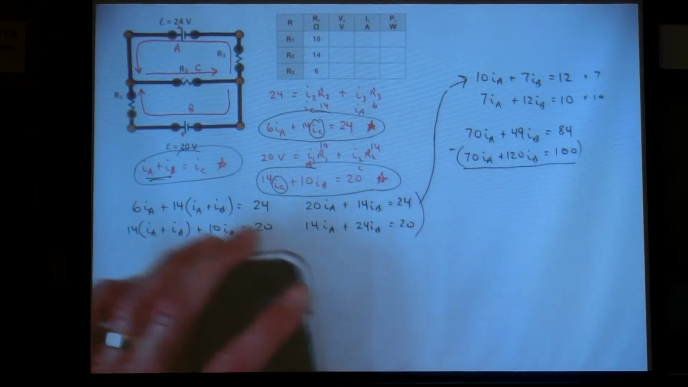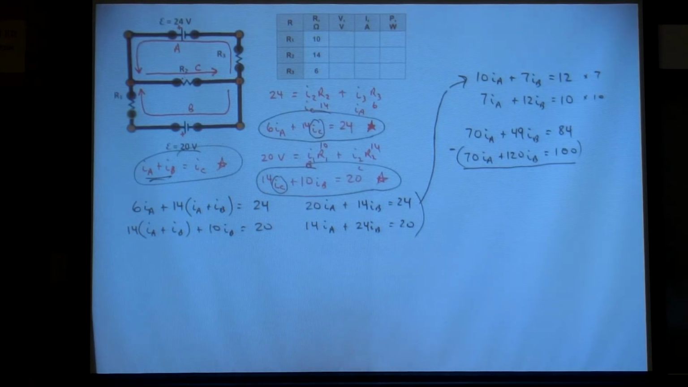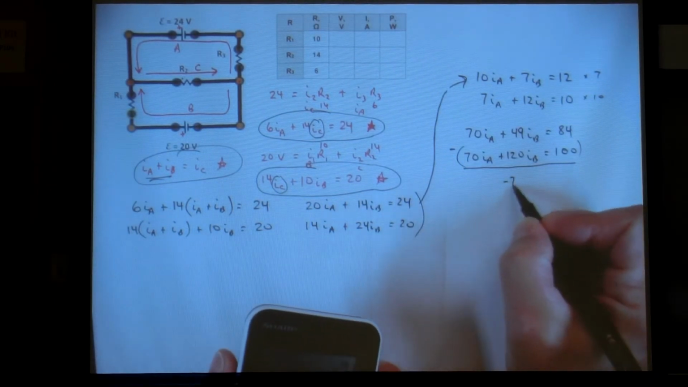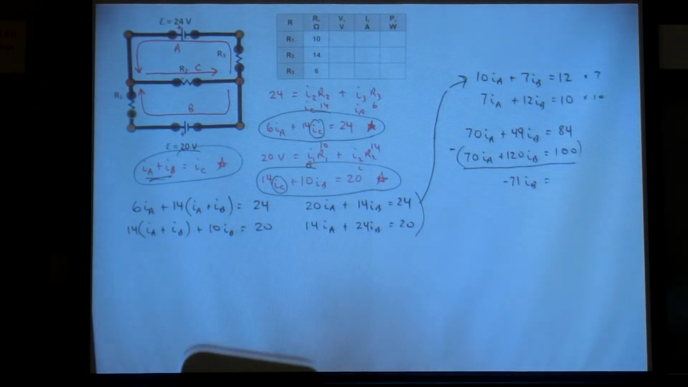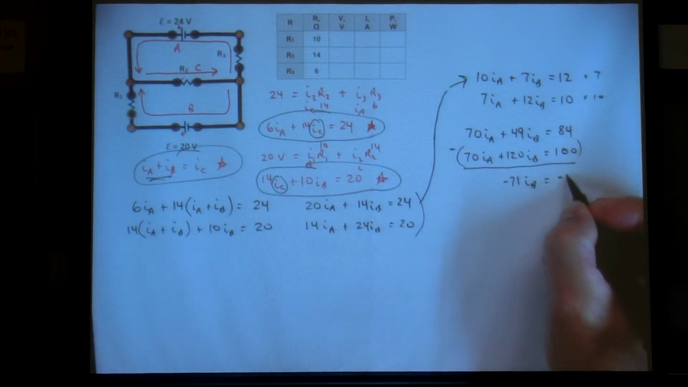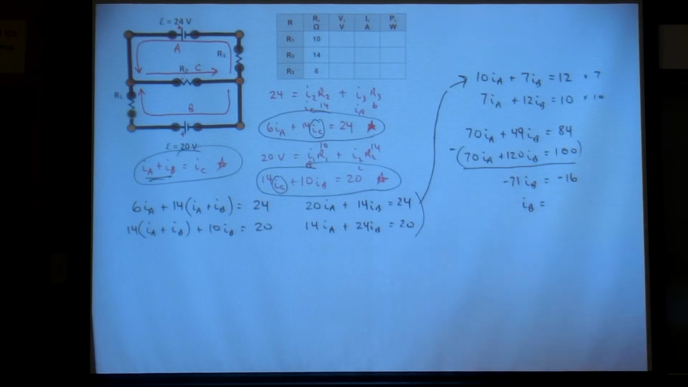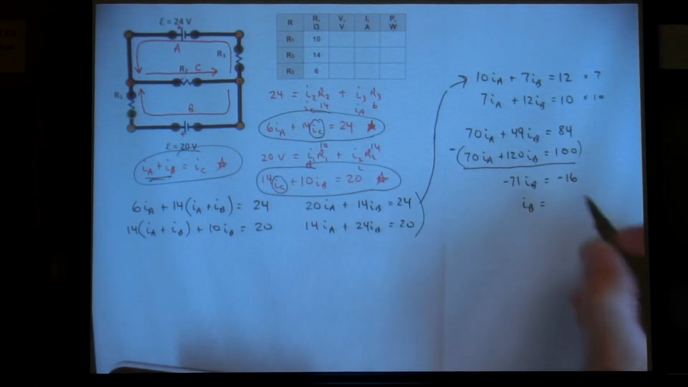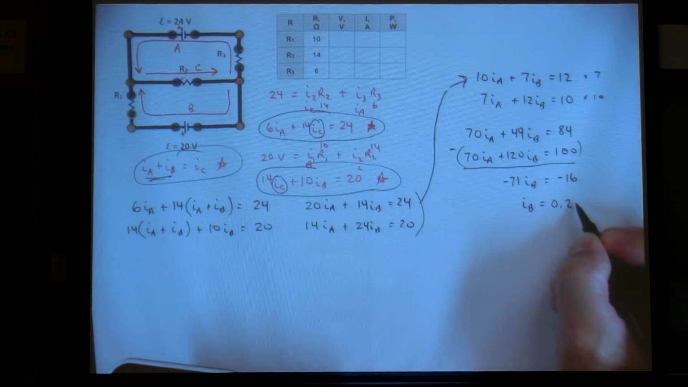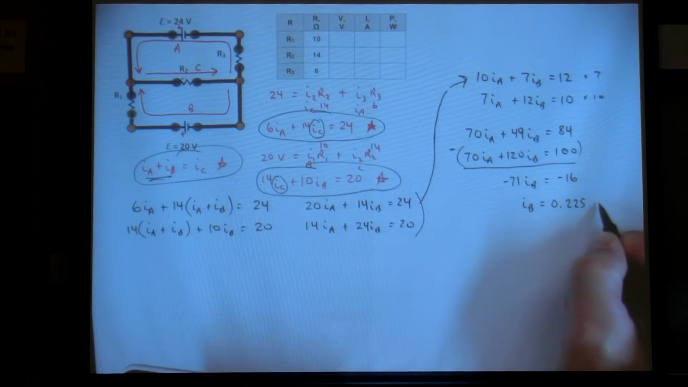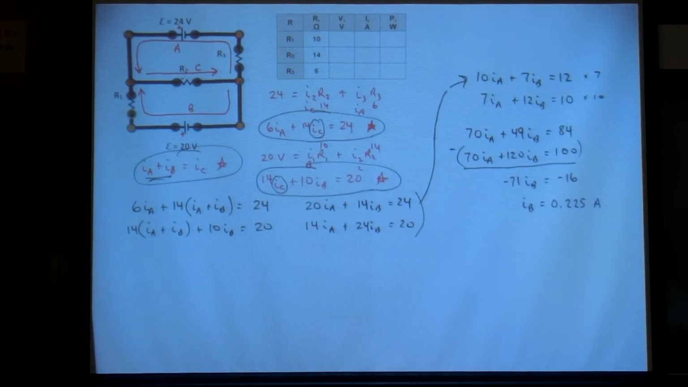So 70 minus 70 is 0. 49 minus 120 is negative 71 IB equals 84 minus 100, which is negative 16. So that's going to tell me that the current in section B is negative 16 divided by negative 71, which is 0.225, and that would be amps. So that's the current in section B.